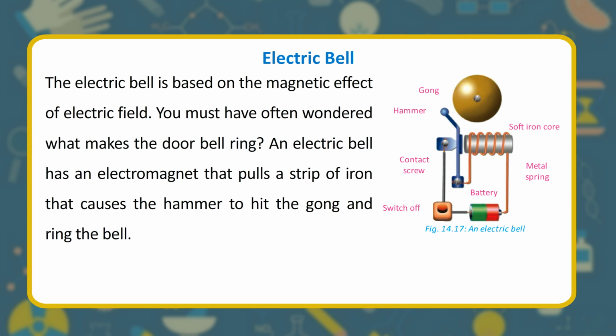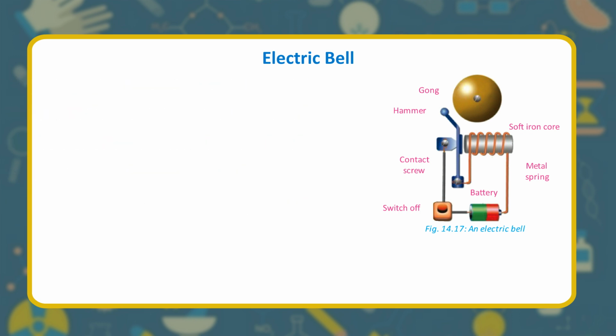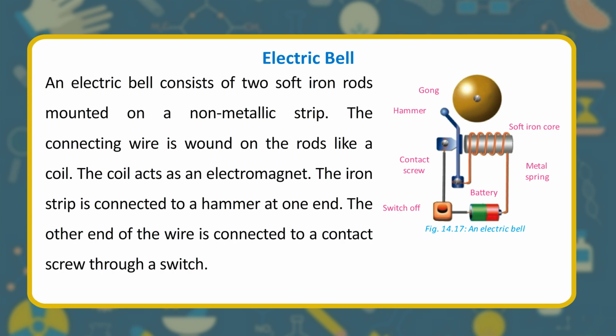Electric bell. The electric bell is based on the magnetic effect of electric current. You must have often wondered what makes the doorbell ring. An electric bell has an electromagnet that pulls a strip of iron that causes the hammer to hit the gong and ring the bell. An electric bell consists of two soft iron rods mounted on a non-metallic strip. The connecting wire is wound on the rods like a coil. The coil acts as an electromagnet. The iron strip is connected to a hammer at one end.